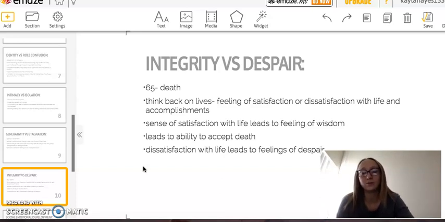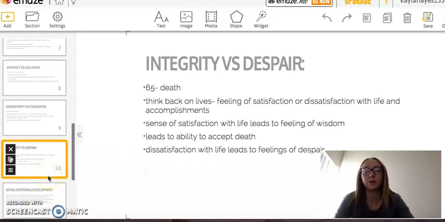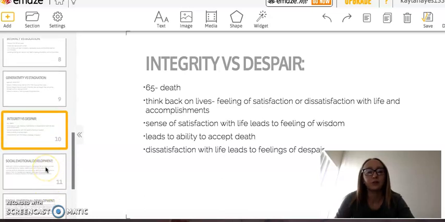So if somebody doesn't feel accomplished with their life, then they might have feelings of despair and not be able to cope with death. So that would be integrity versus despair. So yeah, as you can see, this Erikson's theory is basically saying people are constantly developing all throughout their life. So I think that's a really interesting theory.